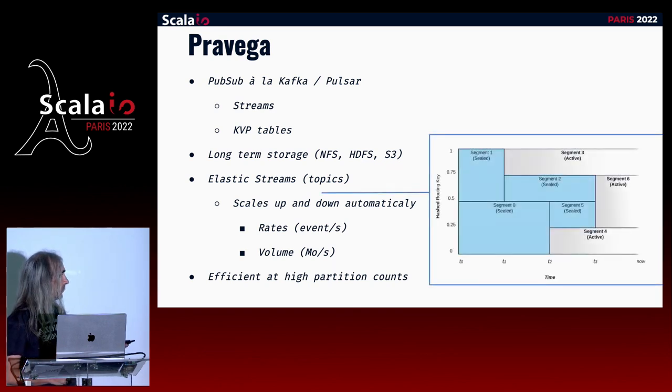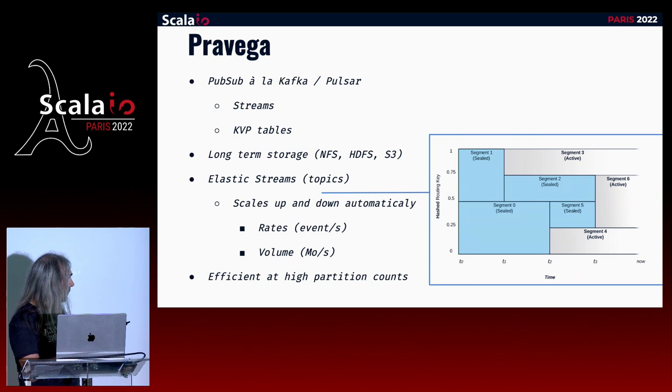Also, the streams, which are the topics, are elastic, meaning that a stream is partitioned. It's called a segment in Pravega. And you can configure your topics to scale up and down automatically, meaning that you say, for example, I don't want my topic to accept more than, I don't know, 1,000 events per second. If the rate goes up, the topic will split automatically, and when the throughput goes down, it will merge.